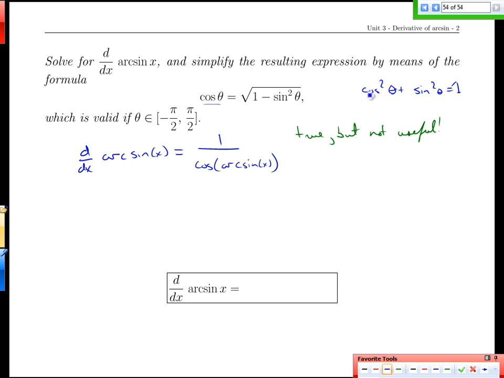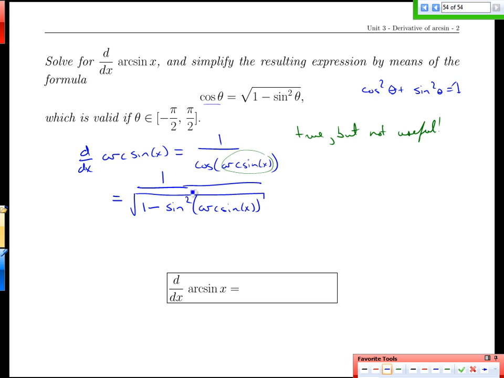If we isolate cos, we can get that cos of an angle is the square root of 1 minus sine squared. How does that help us here? Well, cos of what is what we're interested in. We're interested in cos of arcsine. So we can simply replace the cos in the denominator there with the square root of 1 minus sine squared of whatever was inside the cos, which in this case here is arcsine. And then we get a super long radical, or square root sign, and there we go.